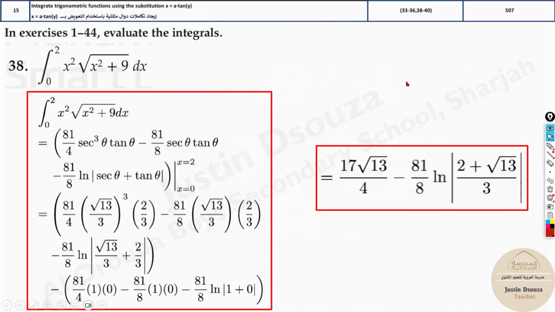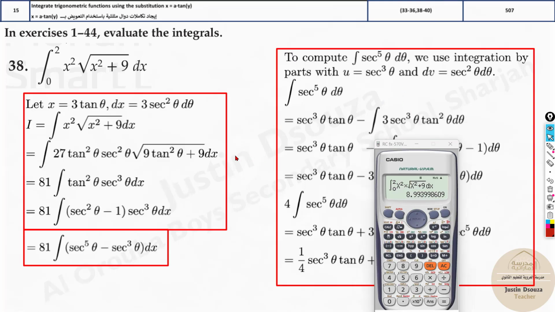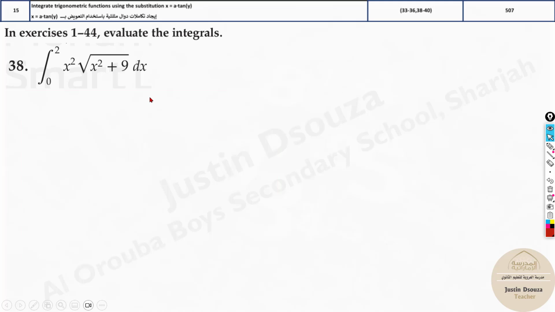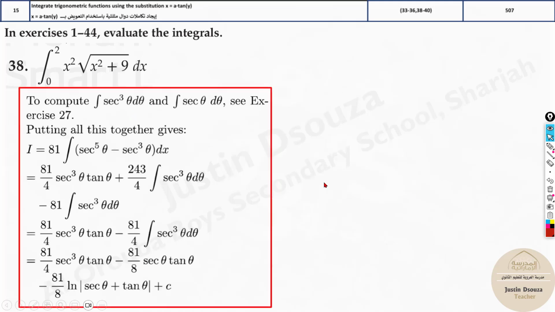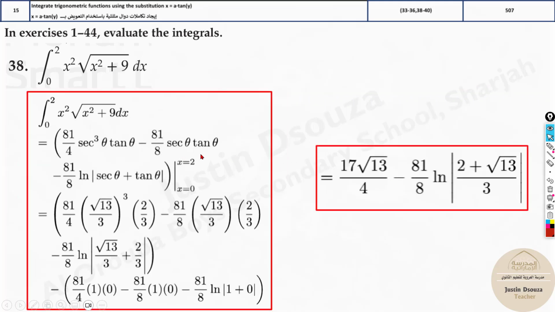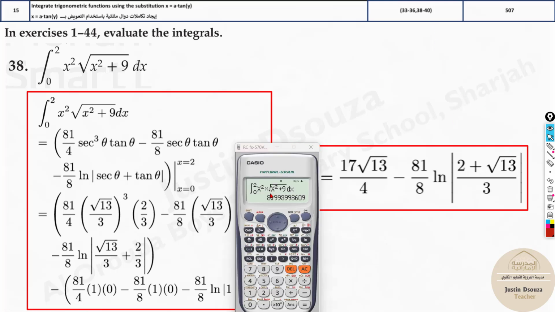Finally over here, so let's see the final answer. Okay, it's a very lengthy procedure. It's going to take forever if you're solving it. That is the final answer. Now over here, it is not in terms of numbers. You can see we got 8.99, right? But just put this in the calculator, you will get the same answer.